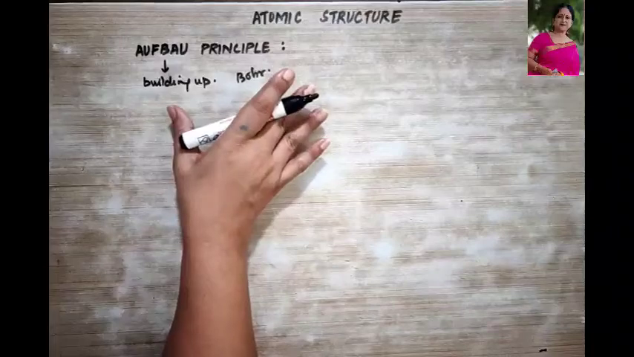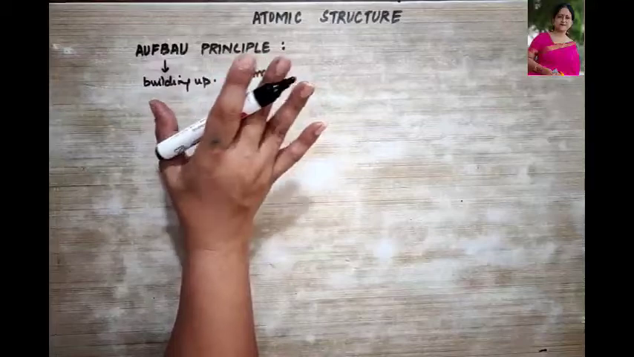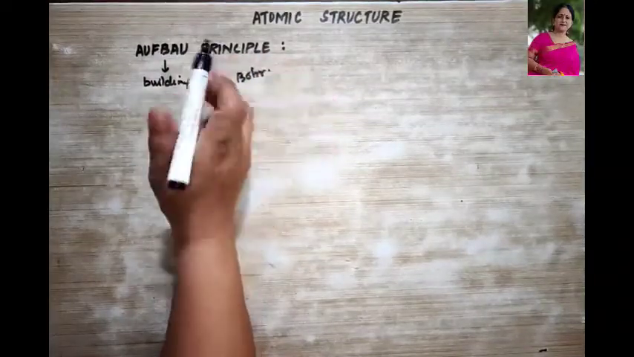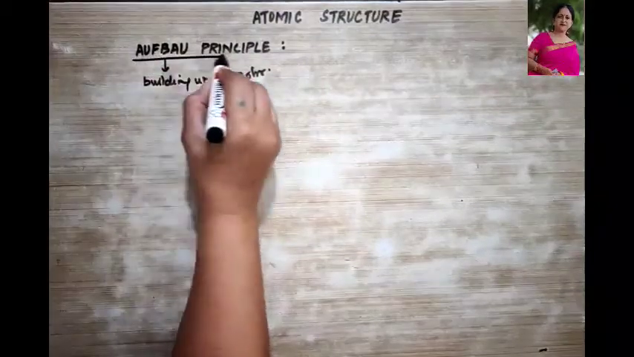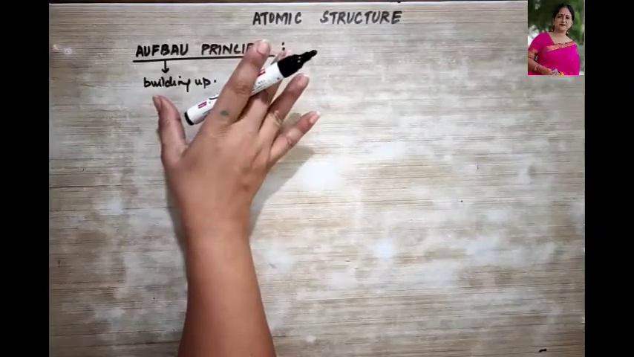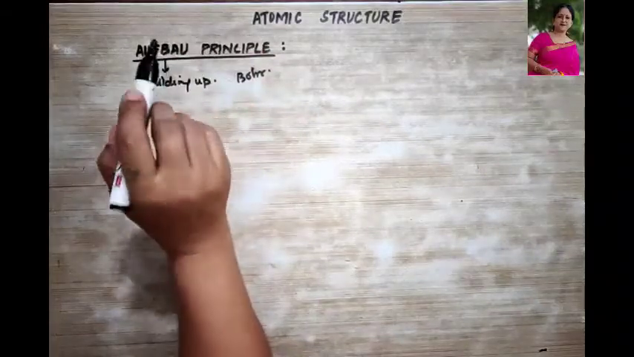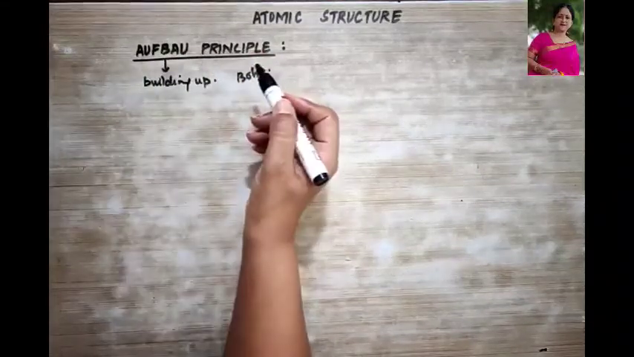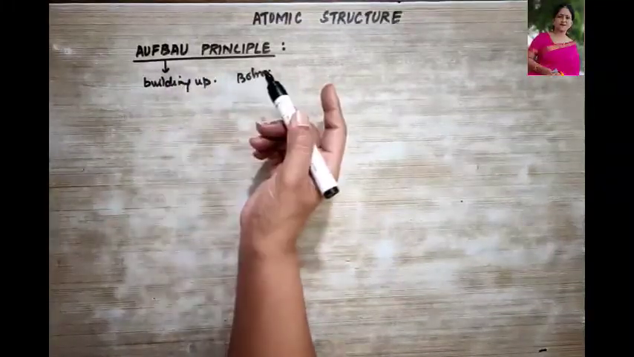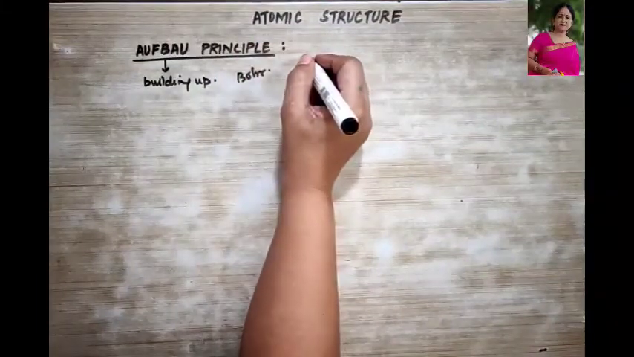So the sequence in which the various subshells are filled up only depends on the relative order of the energy of the subshells. So let us understand what the Aufbau principle states. According to this principle, in the ground state of an atom, the electron will always enter into the available orbital in the increasing order of energies and fill up the orbitals of the lower energy first. So I write down the principle over here.